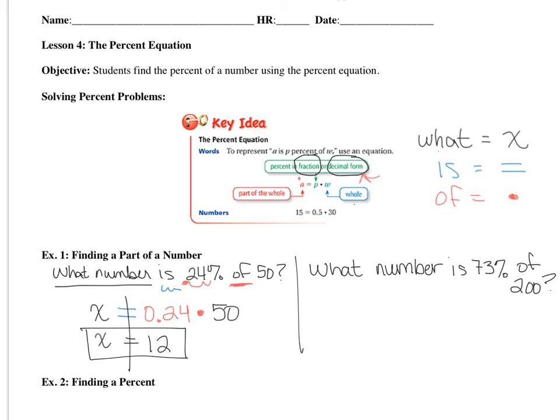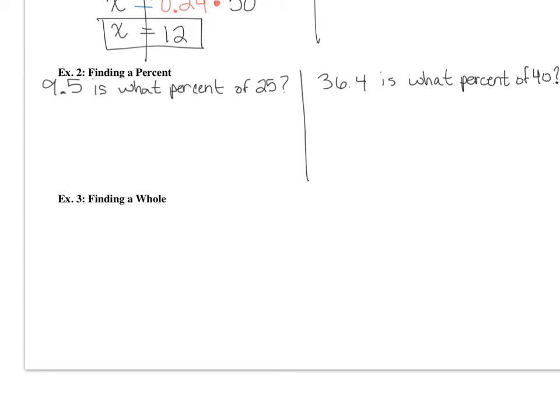I want you to go ahead and try this example and tell me what you get. In example 1, we were focused on finding part of a number. And now we're going to be finding that percent. So first example here is 9.5 is what percent of 25. And then the example you're going to do on your own is 36 4/10 is what percent of 40.